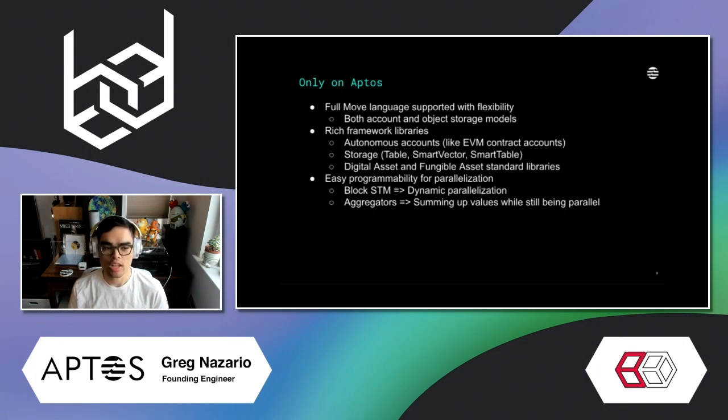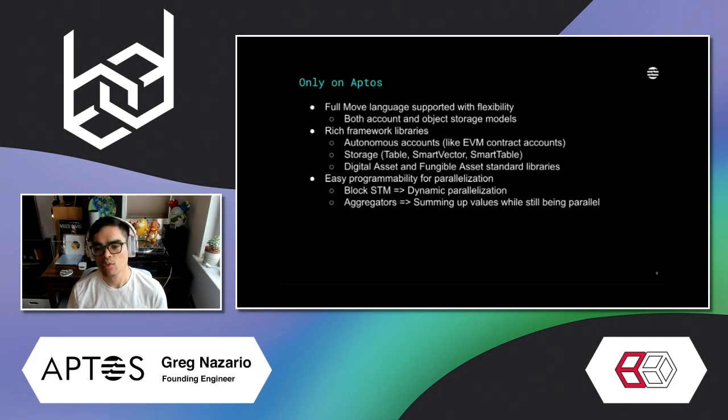We have rich framework libraries around things like autonomous accounts, which are similar to EVM contract accounts, where you can deploy code to it, make the account immutable, or even throw away the key so it can't be accessed again. And then that contract can hold resources, it can have the code, and it can do everything separated on its own.